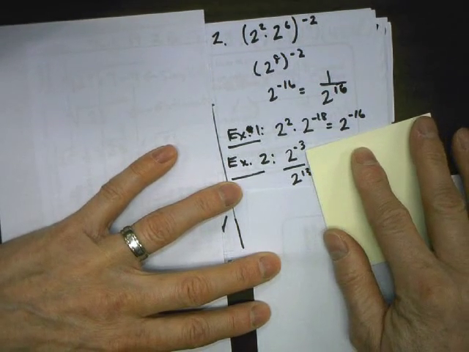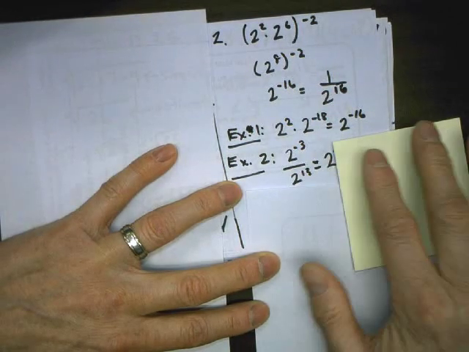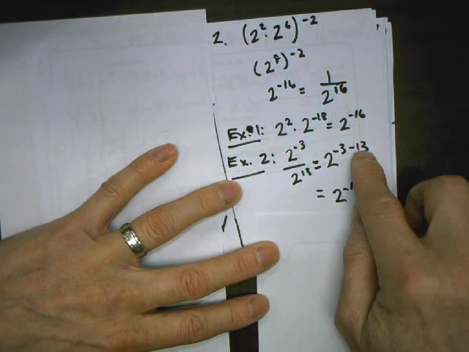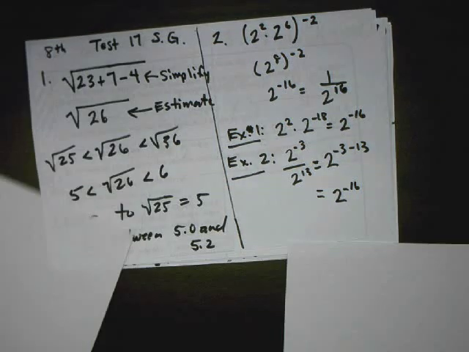They both have 2's, right? So I copy the 2, and I go negative 3 minus 13. When I do the rule for subtraction, I get 2 to the negative 16th. That's also the same. So now we're going to look at expression 3.